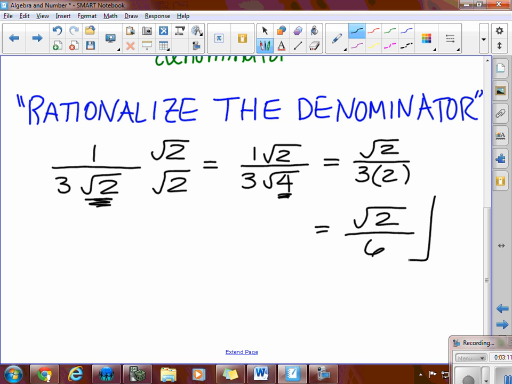This answer has a rationalized denominator. This has the same decimal approximation as the original one, but it gets rid of that radical in the denominator.